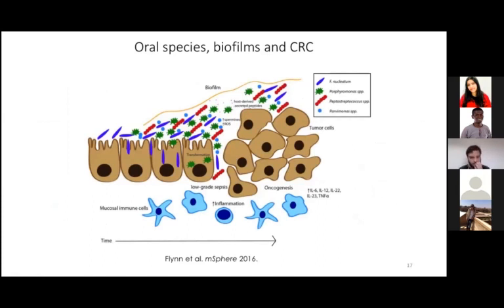In this paper of 2016, the authors proposed a mechanism of how everything is linked: oral species, biofilms, and colorectal cancer, where you have species such as Fusobacterium nucleatum, Porphyromonas, Streptococcus, and Parvimonas. These all somehow reach the gut. Together they form these biofilms that can then lead to low-grade sepsis and constant inflammation, which can then lead to the malignant transformation of these epithelial cells.